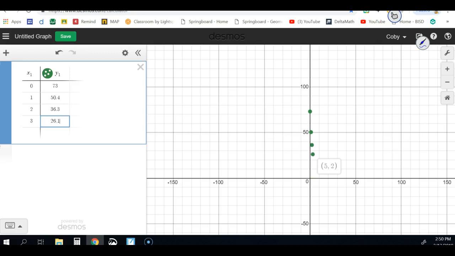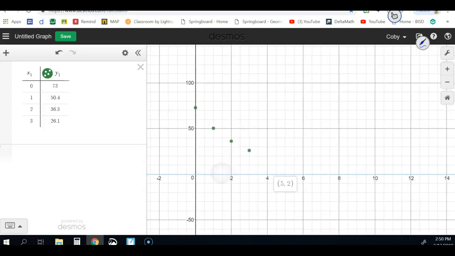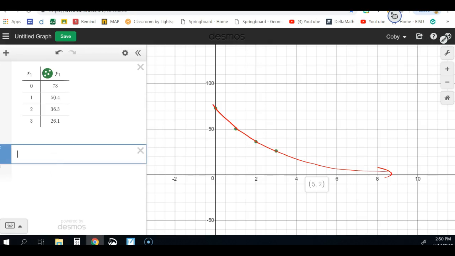So it plots those points in. It's hard to really tell, but if I expand this view, you can see that it's sort of decreasing in a curved pattern. It's going to look like that. I need the equation of that curved line. So the way Desmos can give that to me is, I'm typing in y equals ab to the power of x.